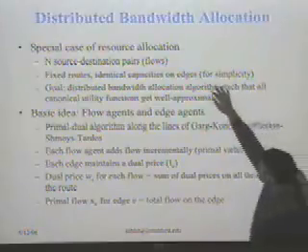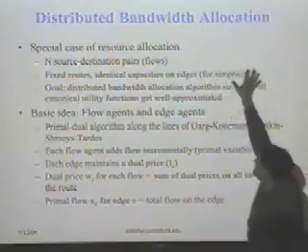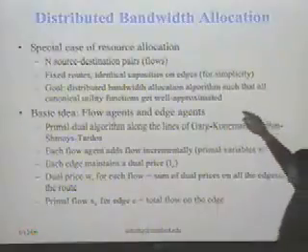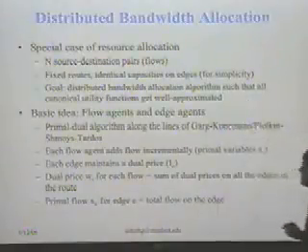So distributed bandwidth allocation is a special case of resource allocation. We are given n source destination pairs. I'm going to think of a source destination pair as a flow. We are given fixed routes, and let's assume that every source destination pair is a fixed route, like in the internet. The route is fixed, and then you are running TCP on top of the route. I'm going to assume identical capacities on edges, all this for simplicity. You can remove these assumptions if you like. And the goal is to find a distributed bandwidth allocation algorithm so that all canonical utility functions get well approximated.